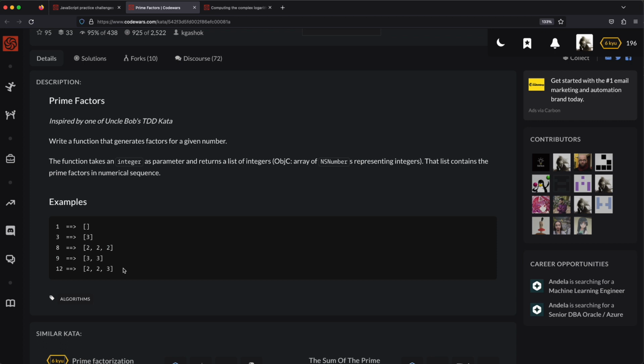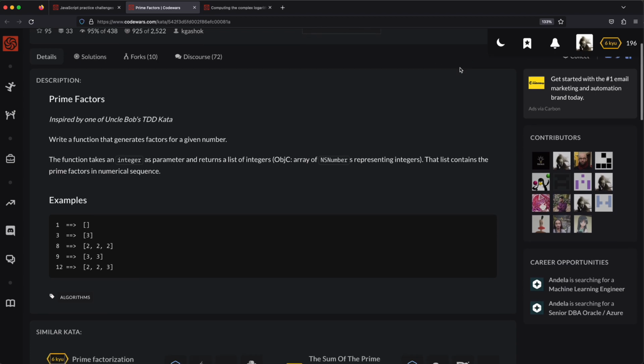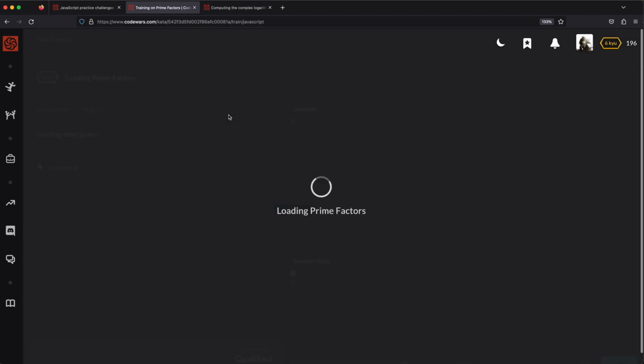Okay, so to resolve this, I will start, for example, by dividing this number by 2. And if it's divisible by 2, then I would add 2 to the return value. If it's not, I would go to the next number, which is 3, and do the same division until I get to the 12. So let's go and try.